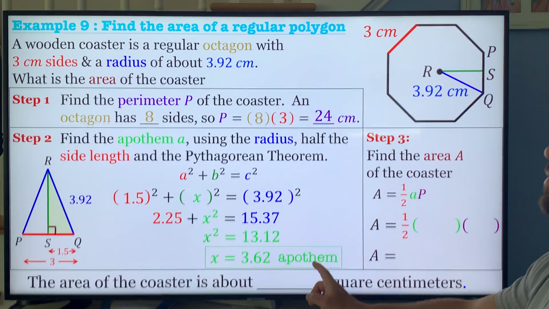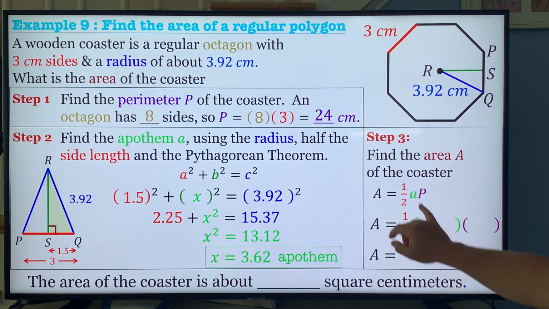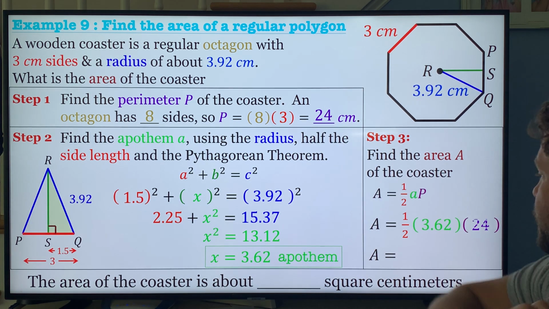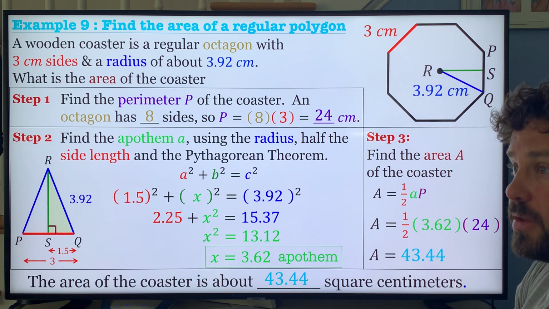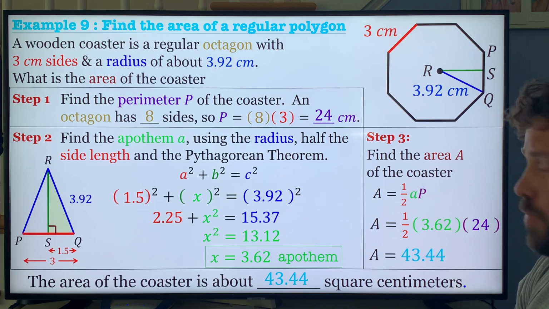So now we used our radius to find our apothem, and we already had a perimeter, so we could solve. 1/2 of 3.62 times 24 gives us an area of about 43.44. So the coaster is about 43.44 square centimeters. So you used your radius to find your apothem, and then used your apothem to find your area. Like a game.